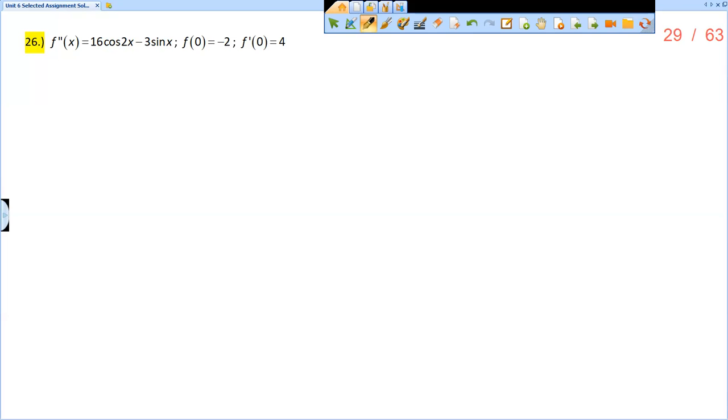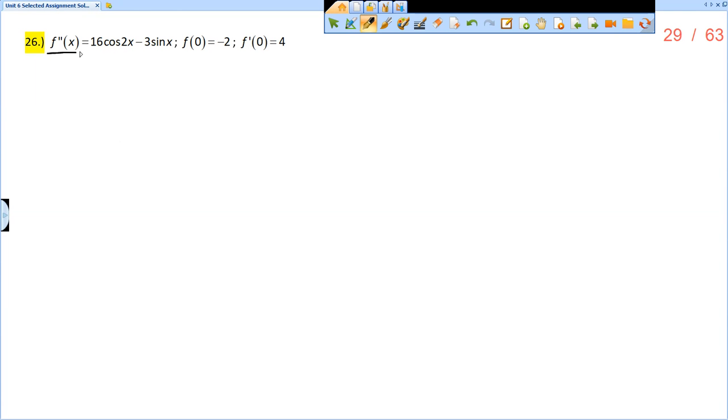This is the solution video for section 6.2, problem number 26. I have f double prime of x equals 16 cosine of 2x minus 3 sine x, and I'm told that f of 0 equals negative 2 and f prime of 0 equals 4. The directions just say solve the differential equation subject to the given conditions.